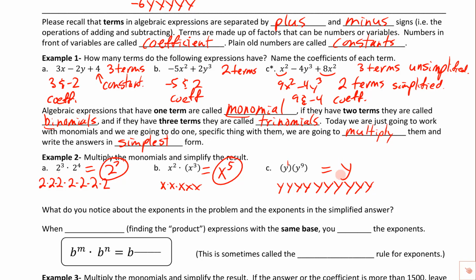So let's write this as an exponential. Let's use a base of y, and then let's count how many there are. If you count them up, there are 10. So this would be y to the 10th.